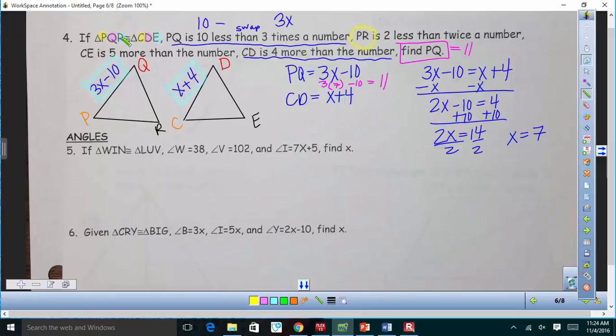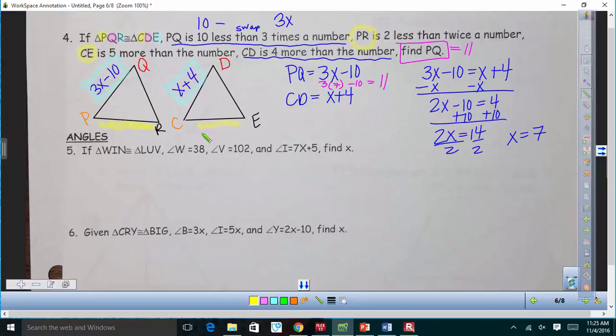Now, really quick, PR, which it gave us up there, see how P is the first letter in this one, R is the second letter in this one, is actually this side right here, PR. What is the corresponding side to PR? CE. So does this match it? So could we have set these two sides equal? Yes, and you would have gotten the same thing, okay? So you could have done it either way.